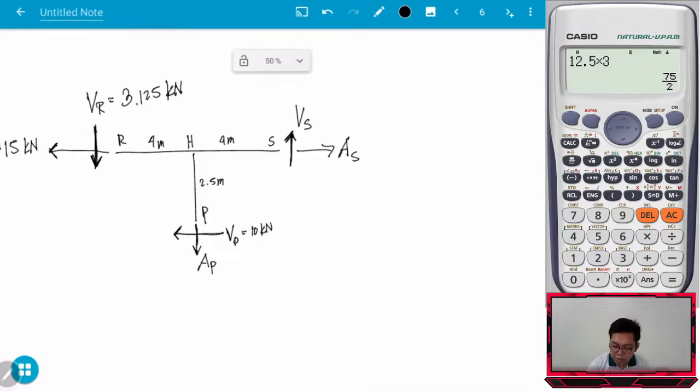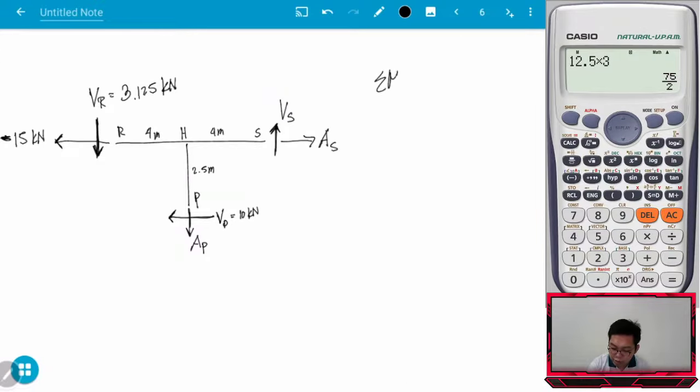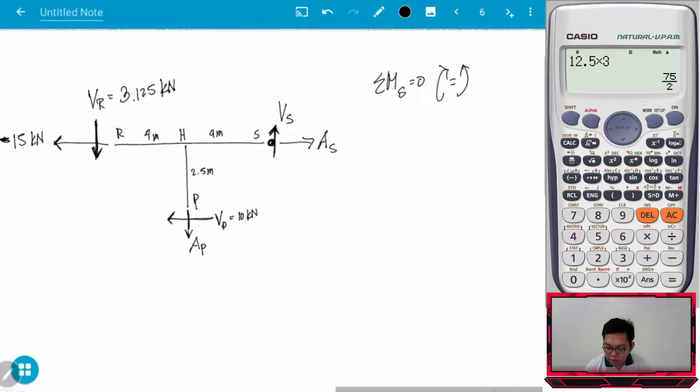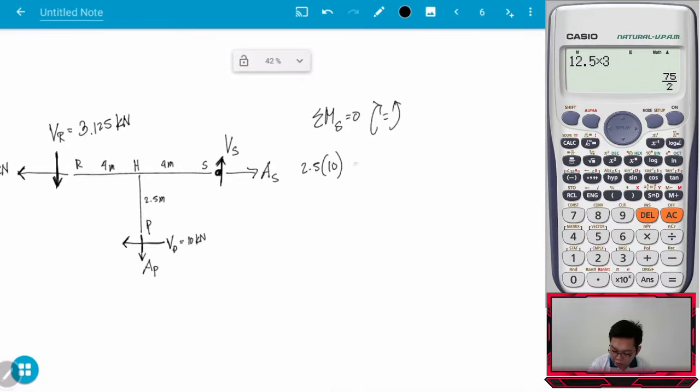Okay? So, I can actually sum up moments sa S to solve for AP. So, summation of moment at S is equal to 0. Clockwise is equals counterclockwise. Ano yung clockwise moments natin sa S? Clockwise moments, you have VD, di ba? VD is actually, dito ako nag-moment, guys, VD is actually clockwise, no? With a moment arm of 2.5. So, that's 2.5 times 10. Okay? Meron pa ba ibang clockwise? I think wala na, no? So, that is equal to, dapat equal yan sa counterclockwise moments.